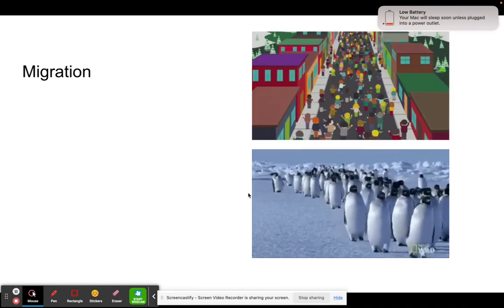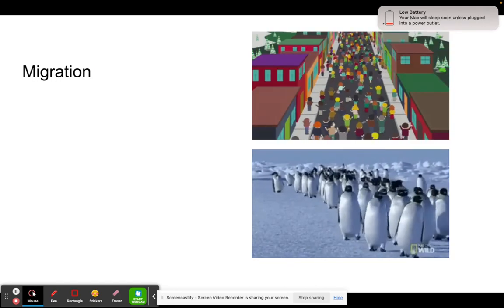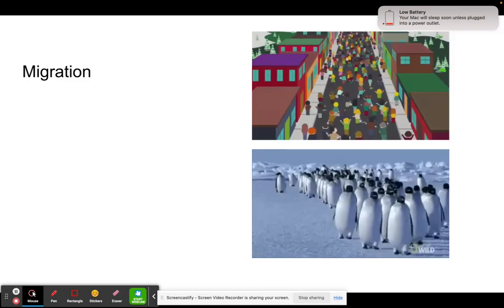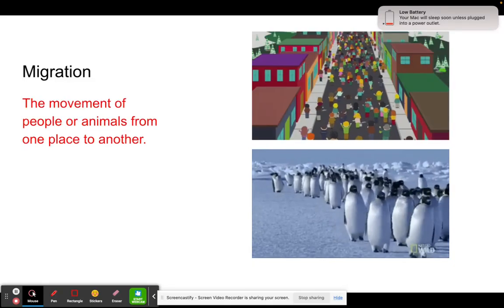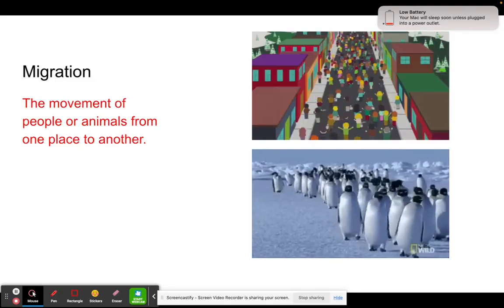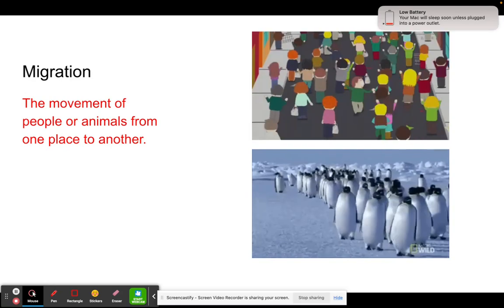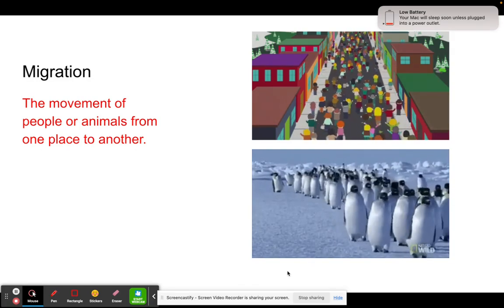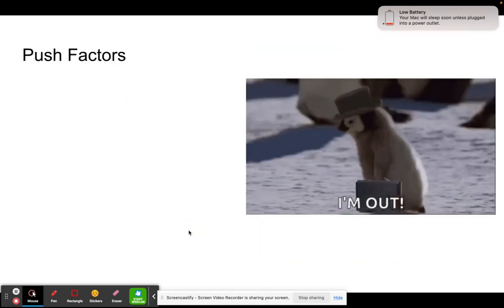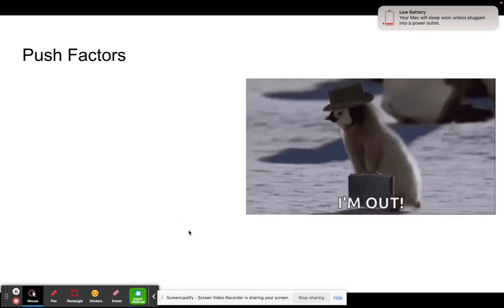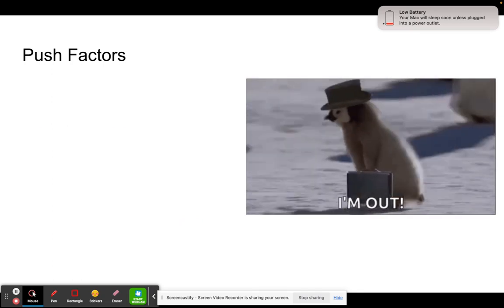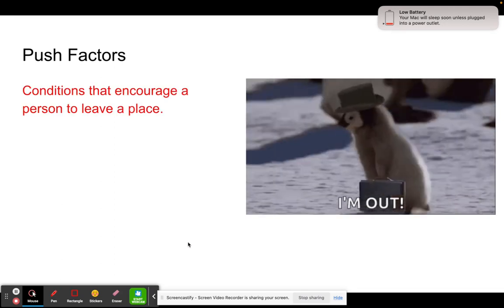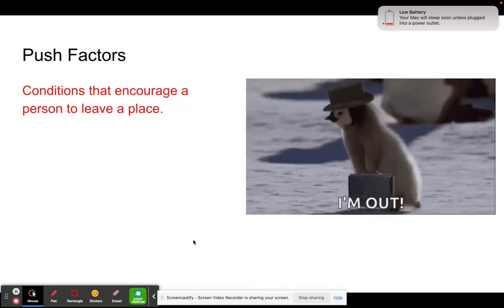Before we can begin talking about push and pull factors, you have to understand that the greater topic is migration. And migration is the movement of people or animals from one place to another. And you can see my little animations here of people and animals moving. So to start, we're going to talk about push factors. Push factors are conditions that encourage a person to leave a place.